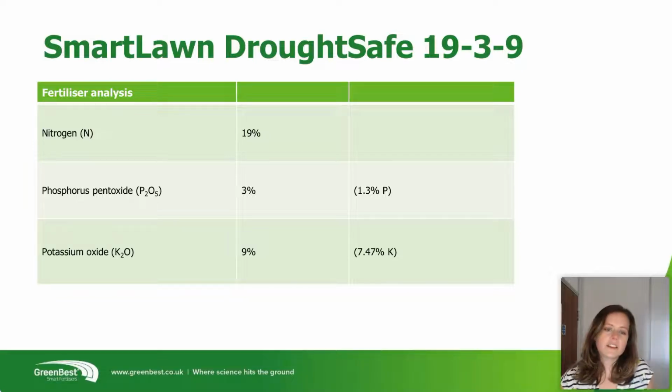And it just stuck. That value is what goes into the NPK reference. It's not like this everywhere. In the UK, we do tend to refer to the oxide values, but in Australia, for example, they don't. So they would refer to elemental only. So if we were selling Droughtsafe in Australia, we'd be talking about selling a 19, 1.3, 7.47, because they literally are talking about N, P and K.